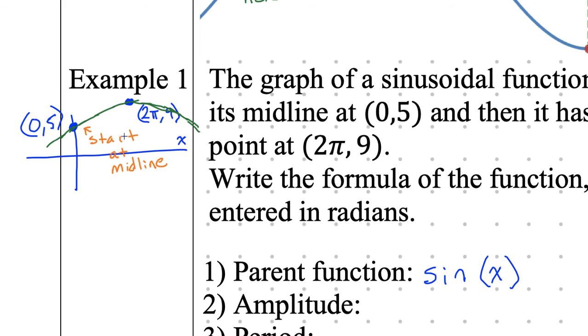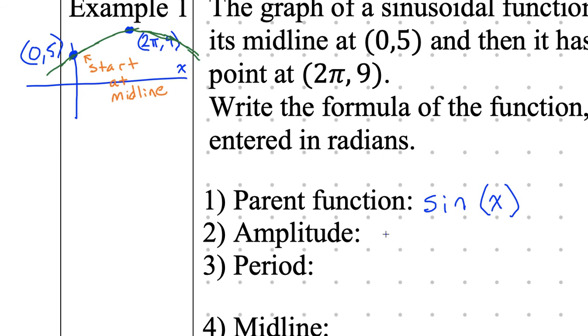Again, amplitude is all about how much we're changing in our heights. We started at 5, and then we went up to 9. From 5 to 9, that is adding 4. Our amplitude is 4. So we can say amplitude is 4, and that means A is equal to 4.